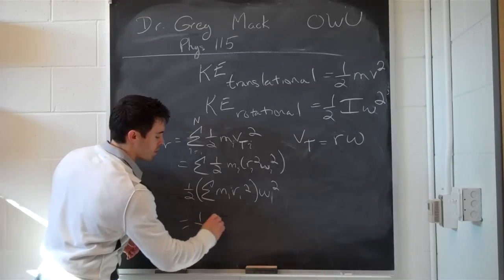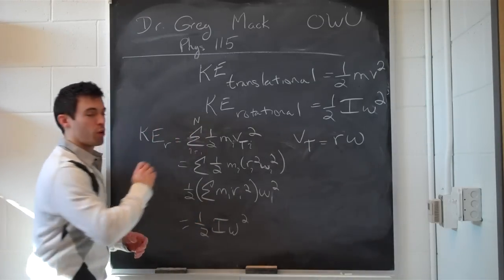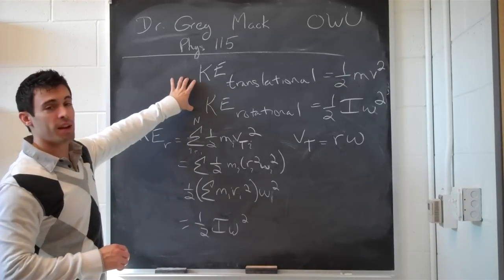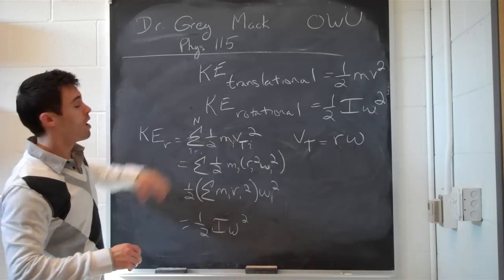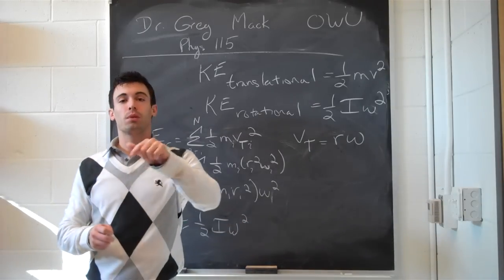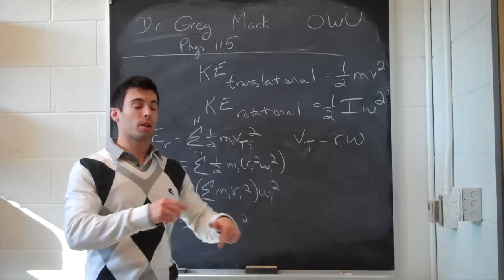So we have 1/2 I omega squared. Now why is this important? Well, we have two different kinetic energies to associate here, which means that we can relate this to the other energies we've been talking about, that being the potential energies and the work.